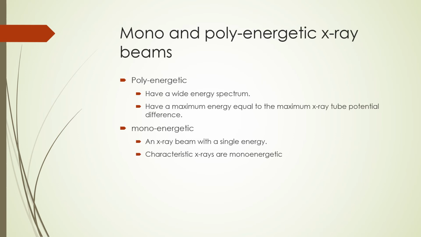In diagnostic imaging, we use X-ray photons to form an image on a detector. These X-rays are produced with a wide energy spectrum with the maximum energy equal to the maximum potential difference on the X-ray tube. These X-rays are called polyenergetic X-rays. A monoenergetic X-ray is an X-ray beam with a single energy. A polyenergetic X-ray beam can be made monoenergetic by successive filtrations of the beam with attenuating material like aluminum. Characteristic X-rays are examples of monoenergetic X-rays.